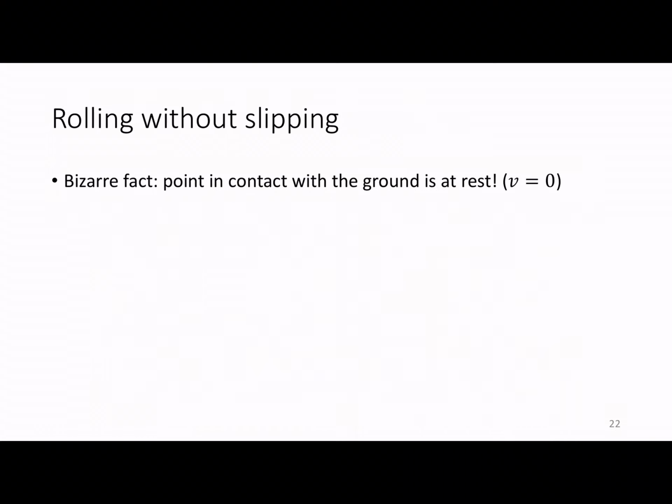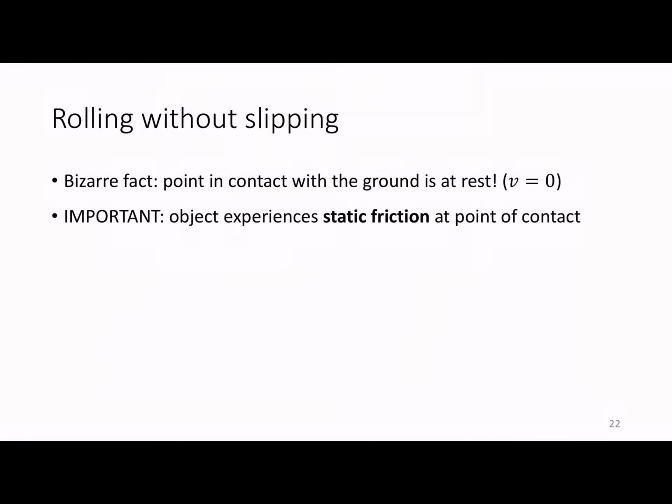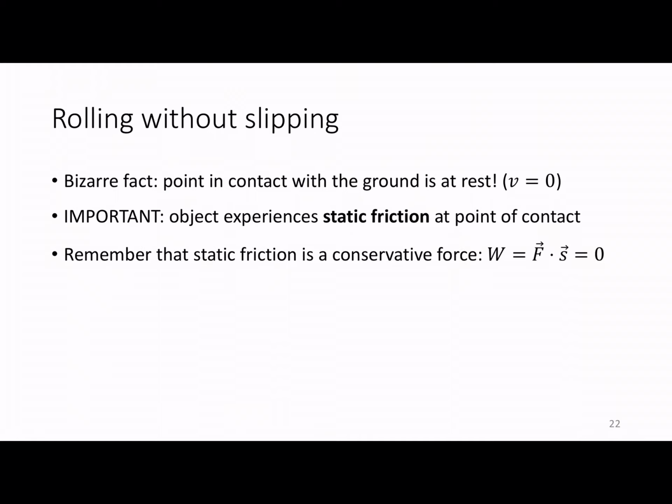It turns out this bizarre fact also has some really important implications. So the point in contact with the ground is at rest. That means that it experiences static friction. So remember, if I have friction on a non-moving object, that's static friction. And static friction, you may remember, is a conservative force. So the work done by static friction is the force of friction times the distance, but if it's not moving, the distance is 0. Which means the work done by static friction is always 0. It is a conservative force. I can write down a potential energy, which is just 0, but still.